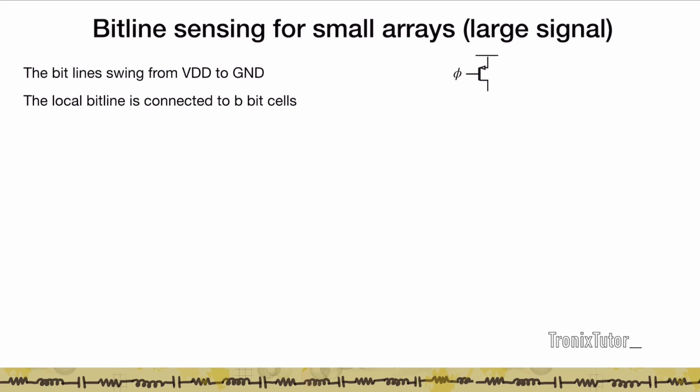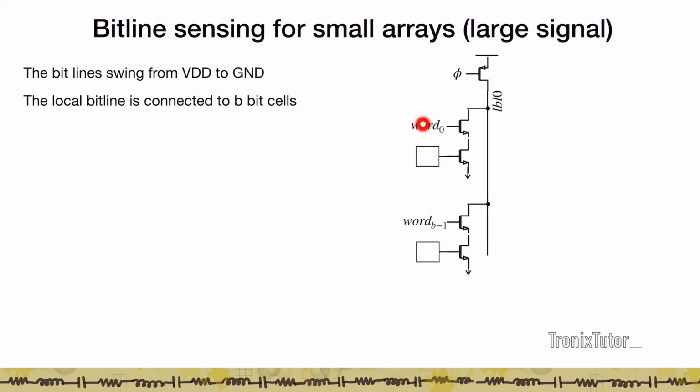So we know that the bit line swings from VDD to ground in this case. The local bit line is connected to, say, B bit cells. So that would look something like this, where you have the local bit line 0 connected via the access transistor through the SRAM cell. Right.